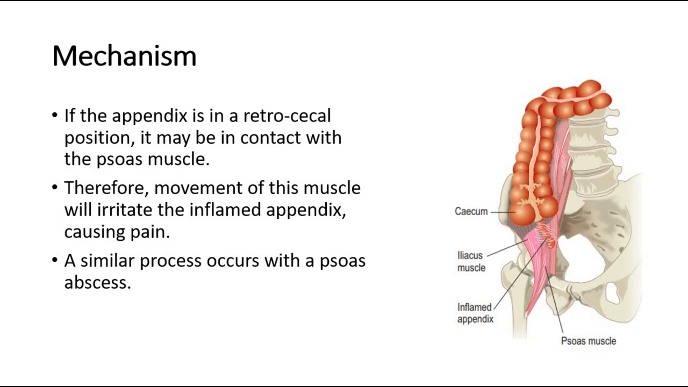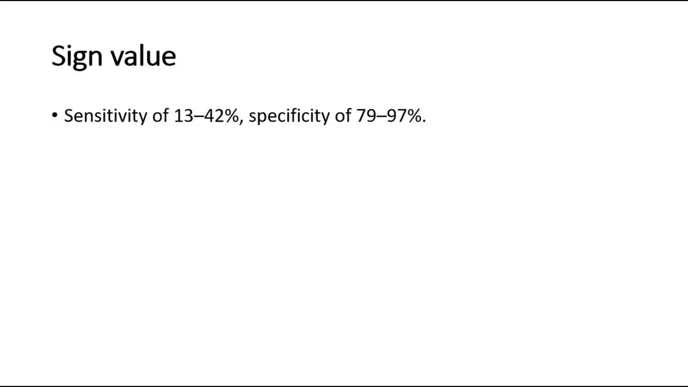For its sign value, this psoas sign has a sensitivity of 13 to 42% and a specificity of 79 to 97%.